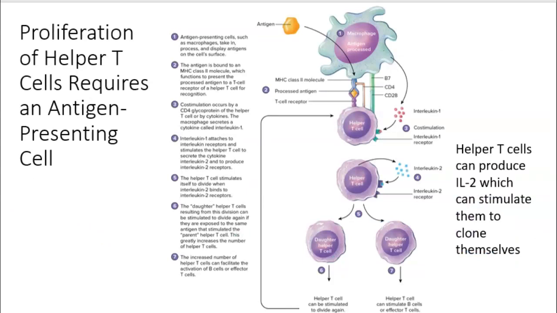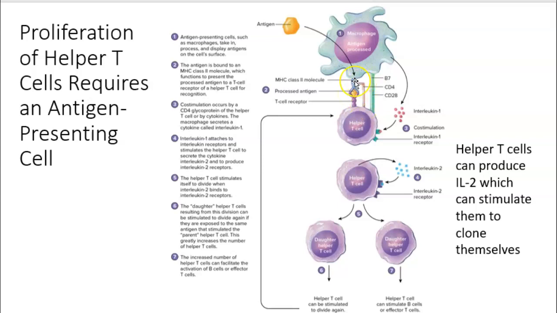So like I said, in order for a helper T cell to become activated and then clone itself, it has to have an antigen presented to it. So let's take a look at this whole process, putting it together. Okay, here is a foreign antigen. Here's a macrophage that's going to eat that foreign antigen, chop it up, and put it on the surface of the cell via an MHC class II molecule. A helper T cell will come and bind to the processed antigen.